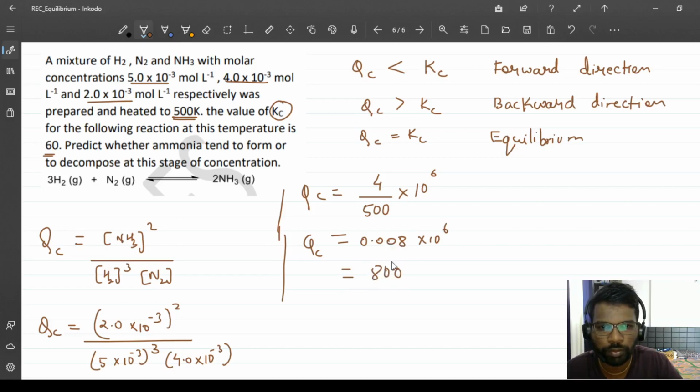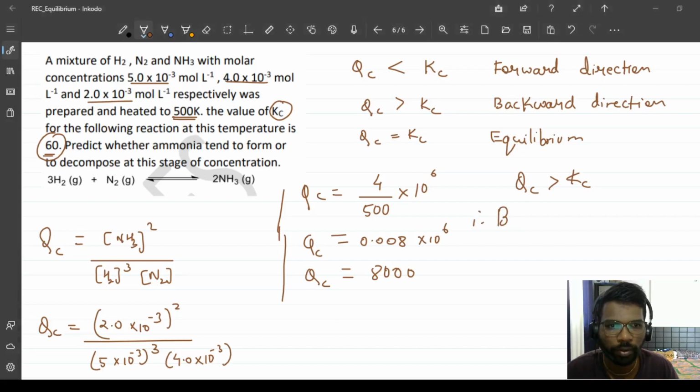Which is obviously, if you see, the answer will come to 80,000, that is the value of QC. And here we can see that QC is greater than KC. KC is just given to be 60. QC is greater than KC, that's why the reaction will proceed in the backward direction. Therefore, the reaction will proceed in the backward direction.